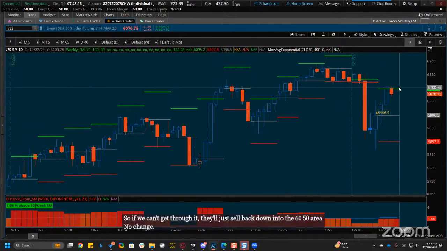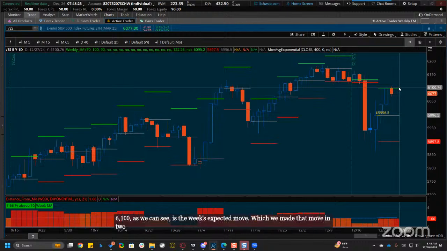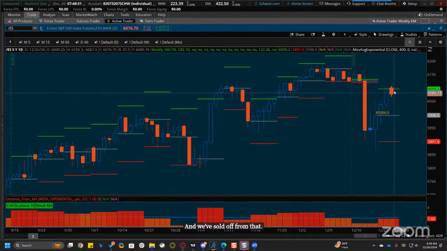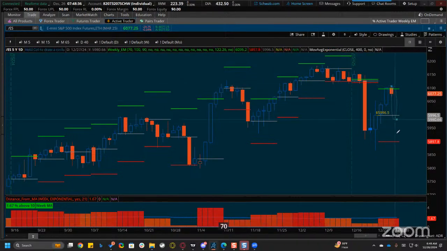6,100, as we can see, is the week's expected move, which we made in 2 days. It wasn't much of an issue. And we've sold off from that. We're supposed to close inside this range 70% of the time because it's a 1 standard deviation.